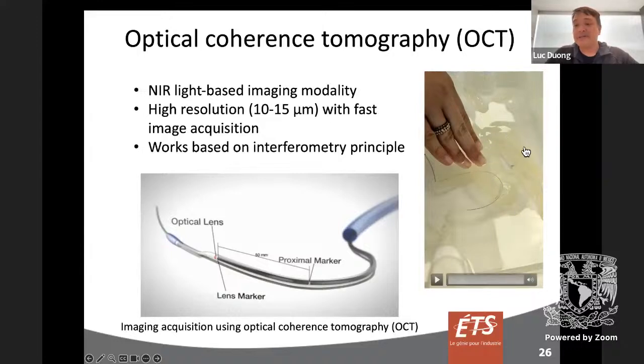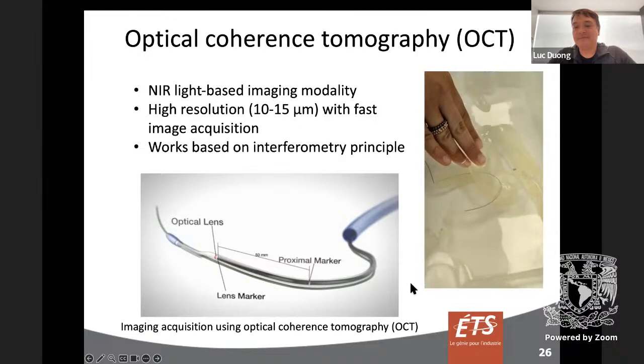So you have here a silicon model of a coronary artery. You see the aorta here, and then you see the coronary artery. We have the catheter, the OCT catheter, that is inserted inside the coronary artery. And you will see we just have to press a button from the console, and then it will retract automatically while acquiring images at the same time.